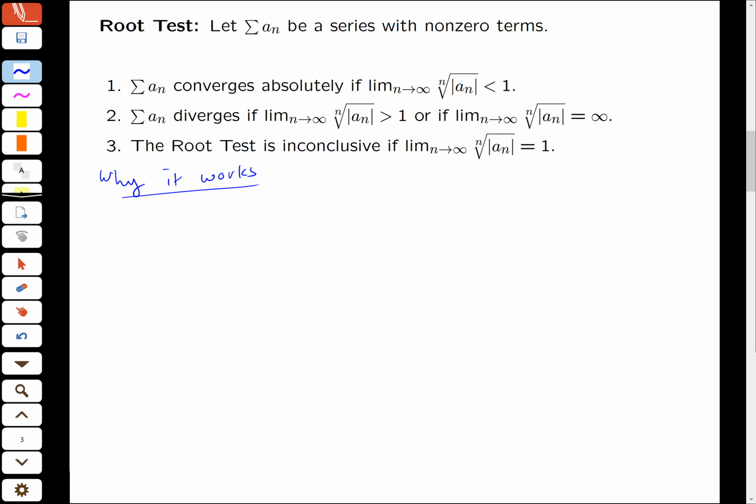Here again, we're going to compare it to a geometric series. I'm going to look at the first case again. Assume the limit as n goes to infinity of the nth root of the absolute value of a_n is less than 1. I know it's going to be a positive value, 0 or bigger, because of the absolute value. I'm going to call that limit r, and I know that limit is smaller than 1. So let's see what that means.